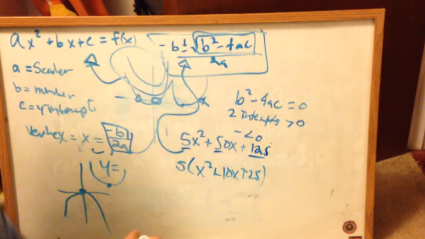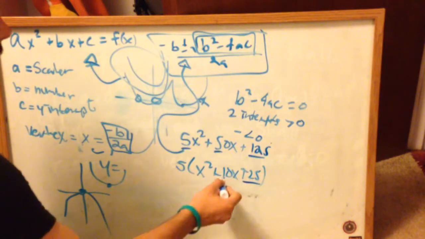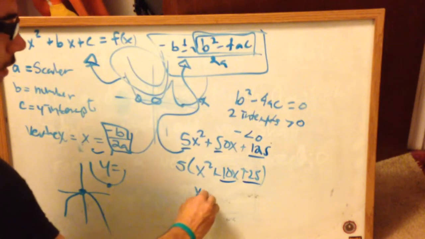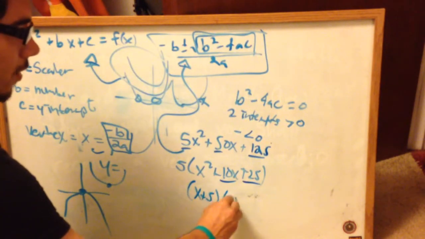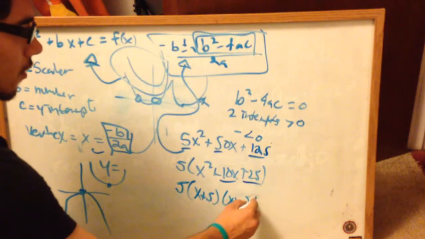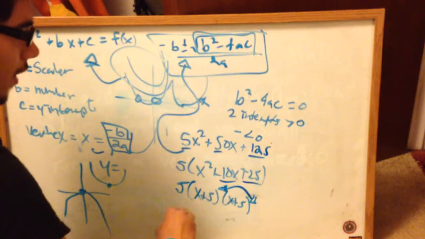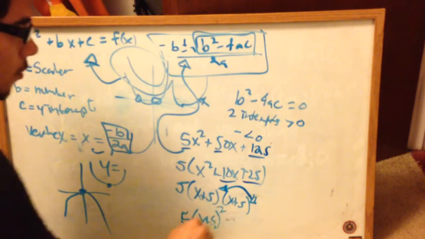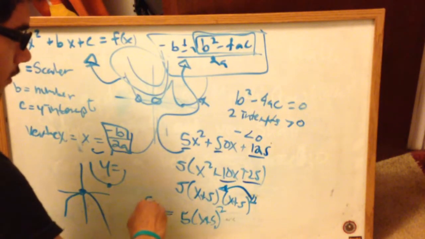Okay, that's a little bit easier, right? Well, two numbers multiply to 25 but add up to 10. That's right. X plus 5 times x plus 5 gives us that. But look, this is just a repeated factor. Therefore, we could write it as 5 times x plus 5 squared is equal to f of x.